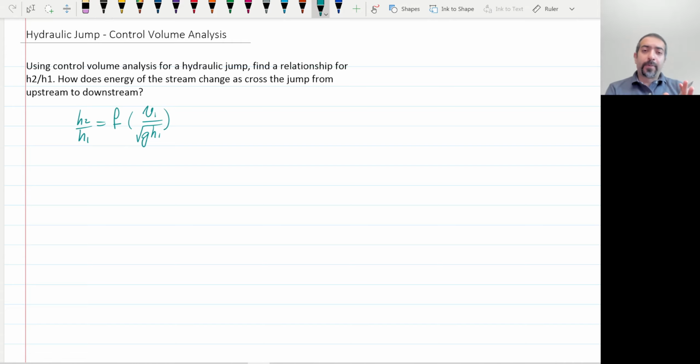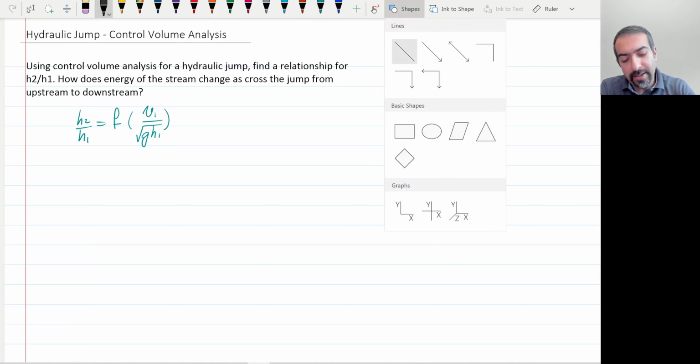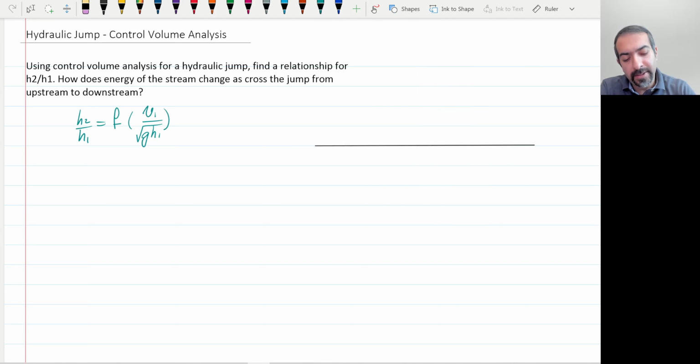So what we're going to work on now is to use control volume analysis to really get an explicit form of an expression for h2 over h1. So here's how we're going to proceed. I'm going to draw the schematic of the problem here. This is our fixed surface, and then we have a stream that comes to the right, and then there's going to be a lot of turbulence here, and then eventually we're going to have another stream going downstream. Lots of turbulence and other stuff here.